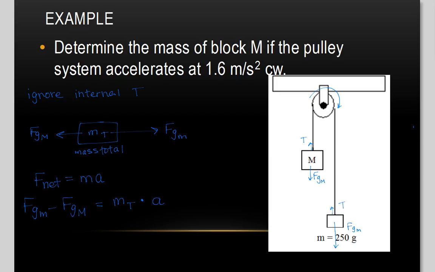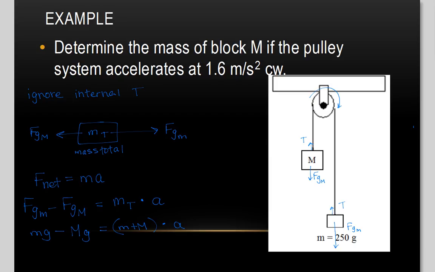Alright, so now all we gotta do is plug in what we know and solve for the missing mass, which is capital M. So we need capital M. Okay, so this one's mg, this one's capital Mg. Mass total would be lowercase m plus uppercase m. And I'm just going to pause it there. Okay, so let's plug in what we know.